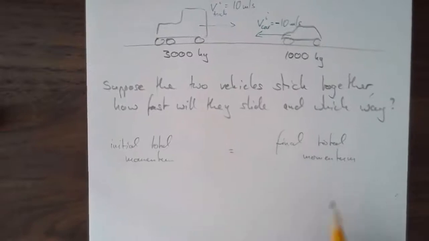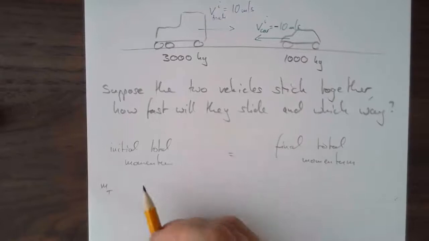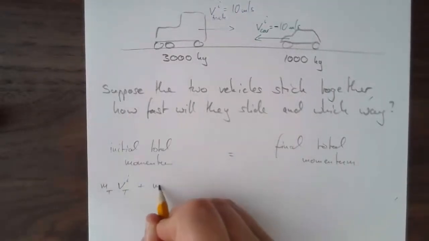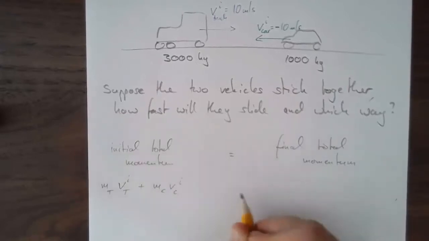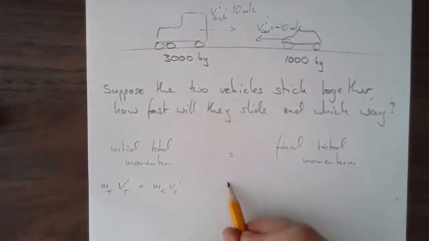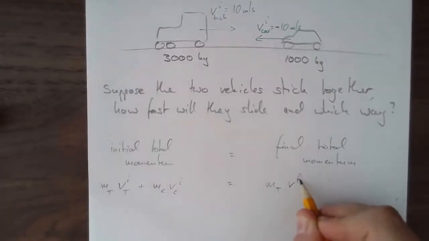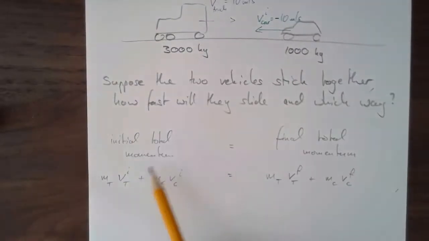What is the initial total momentum? Well, it's the mass of the truck. I'm going to abbreviate this with T and C now, otherwise I'm going to go mad. V initial of the truck plus the mass of the car times the initial velocity of the car. And that is equal to the mass of the truck times the final velocity of the truck plus the mass of the car times the final velocity of the car. So total momentum is the same before, initially, and after.